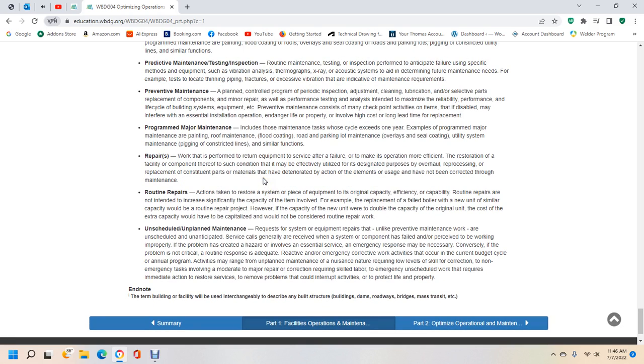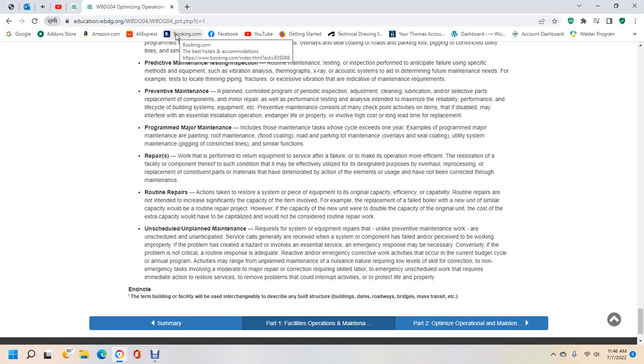Repairs. What is work that is performed to return equipment and service after a failure, for the operation with a more efficient restoration of the facility with the component. They may be the effect of the utilization of the design purpose, the replacement of the constituent parts of the material that is deteriorated, the actions and elements and usages that have not been corrected through maintenance.